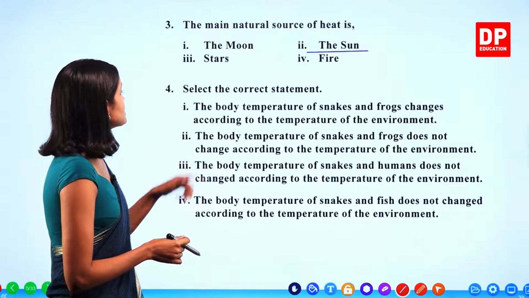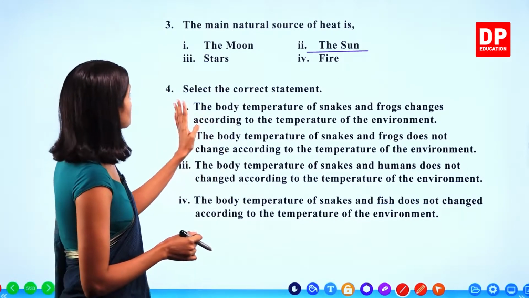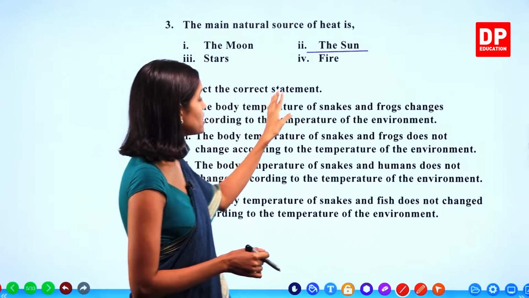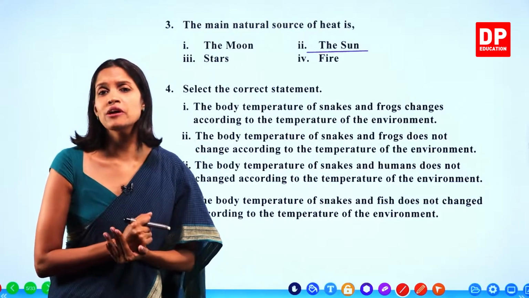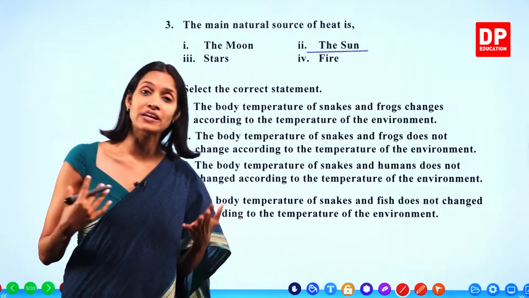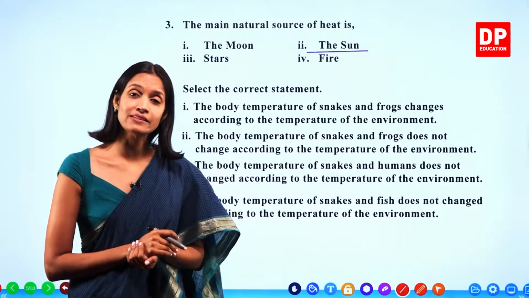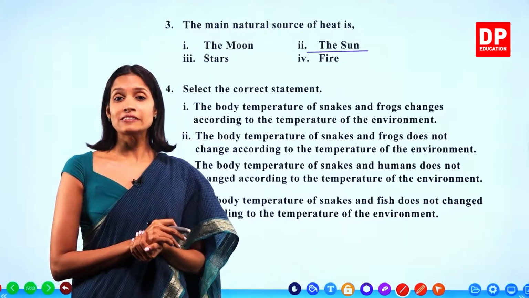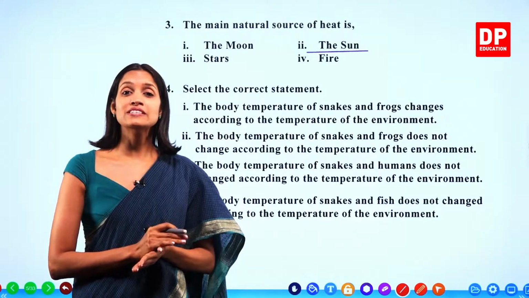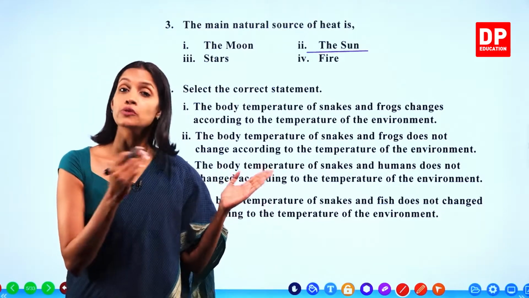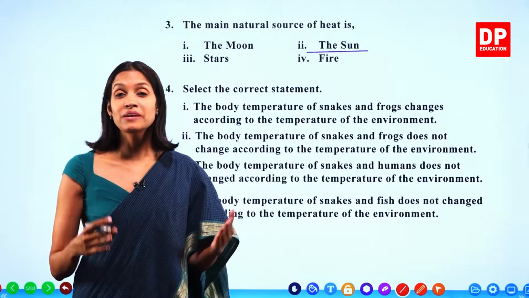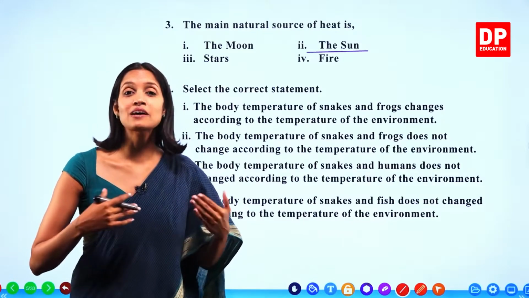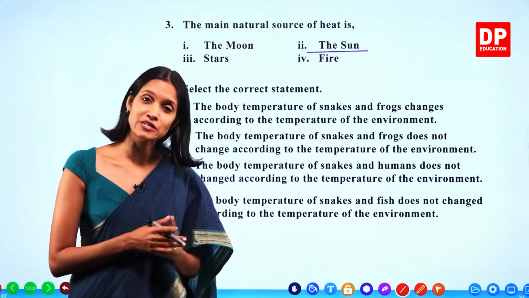Right. Number 4. Select the correct statement. The body temperature of snakes and frogs changes according to the temperature of the environment. Do you remember we learned about 2 different types of animals according to body temperature, children? They are warm-blooded and cold-blooded animals. What are the warm-blooded animals, children? Warm-blooded animals' body temperature does not change according to the environmental temperature because they can regulate a constant body temperature. But cold-blooded animals' body temperature changes with the environmental temperature.